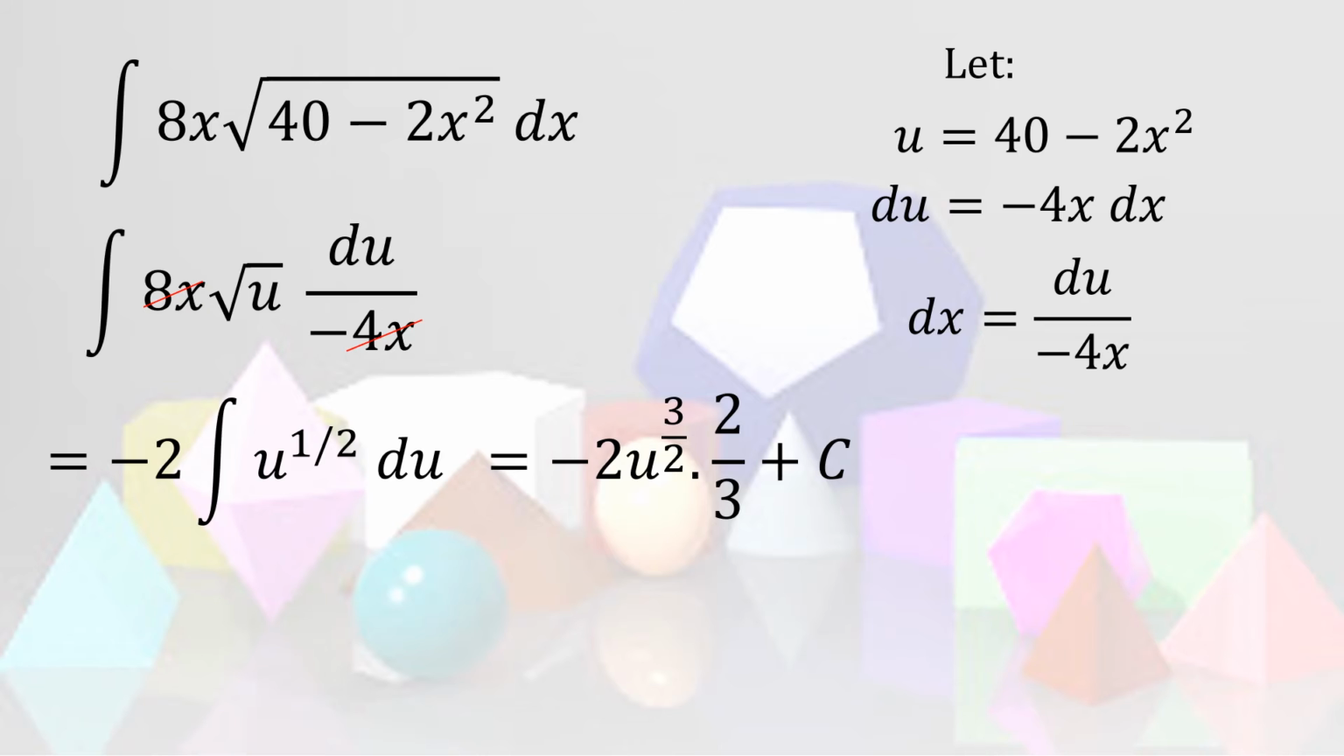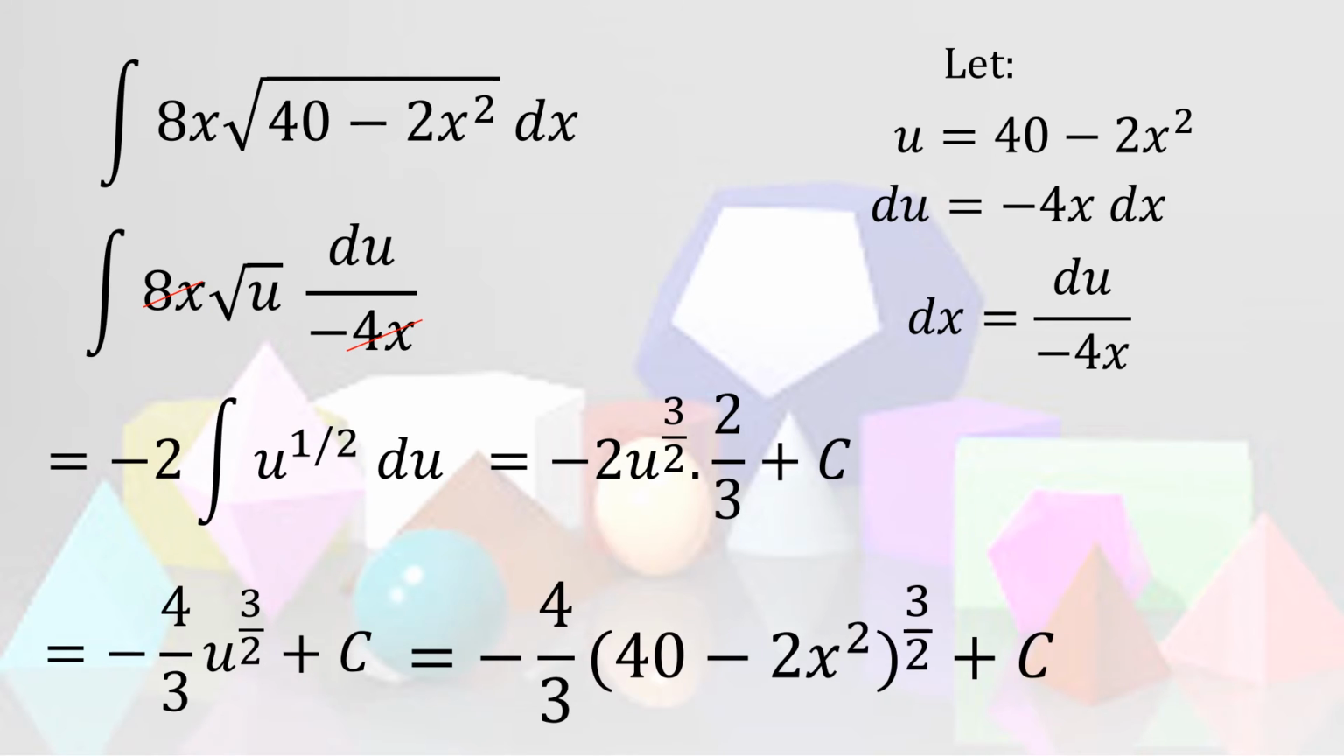Now we are going to multiply negative 2 and 2 over 3, which is equal to negative 4 over 3. Then we copy u to the 3 over 2 plus c. Simplifying further, we are going to substitute the value of your u. So we have the final answer, which is equal to negative 4 over 3 times (40 minus 2x squared) raised to 3 over 2 plus c.